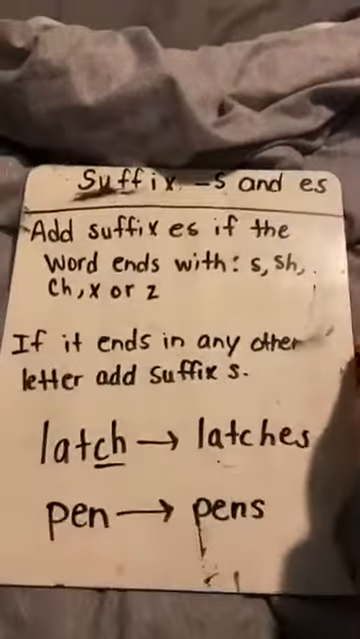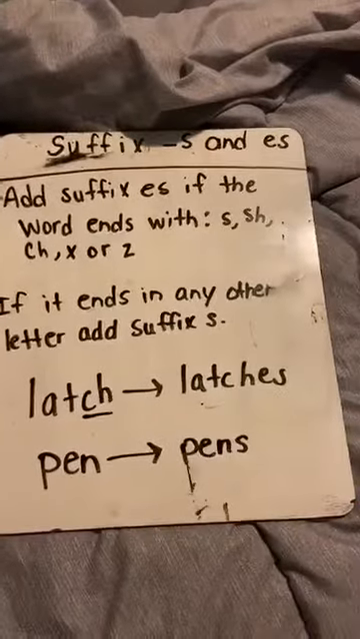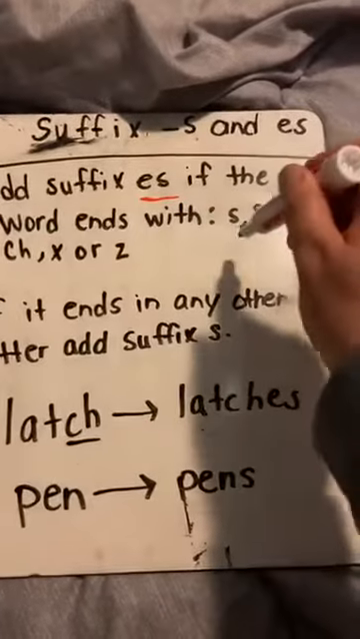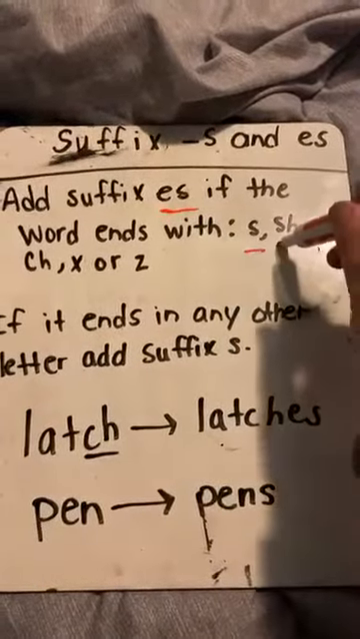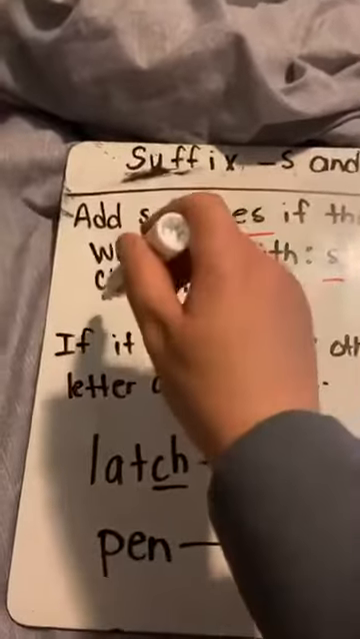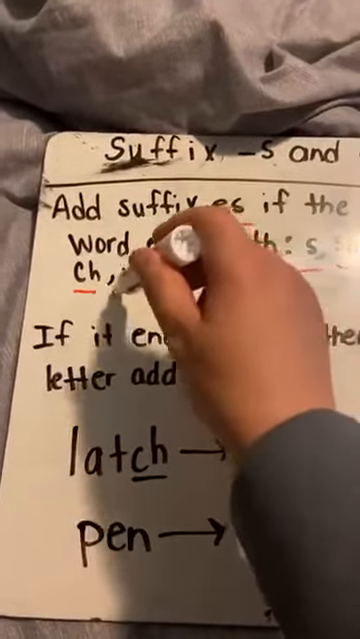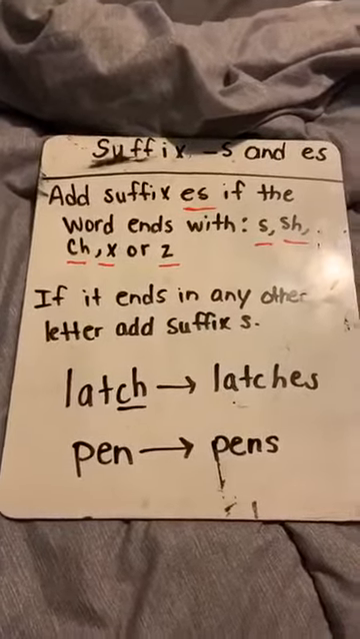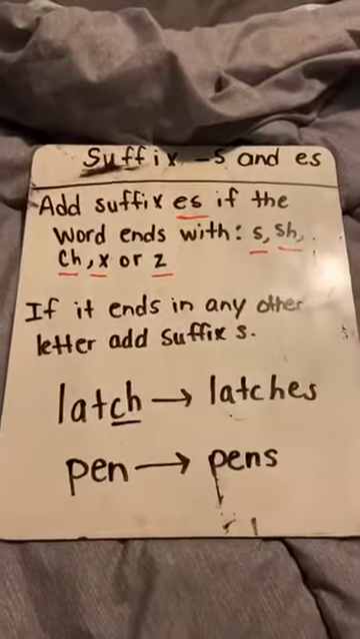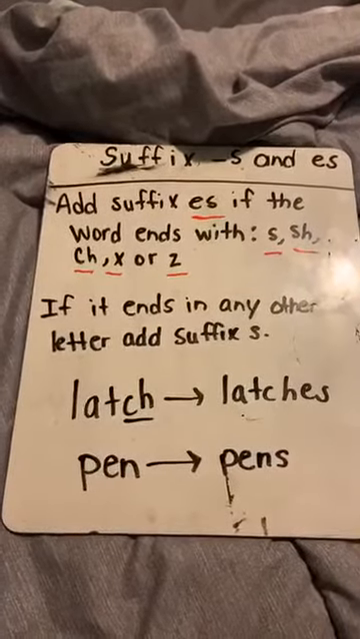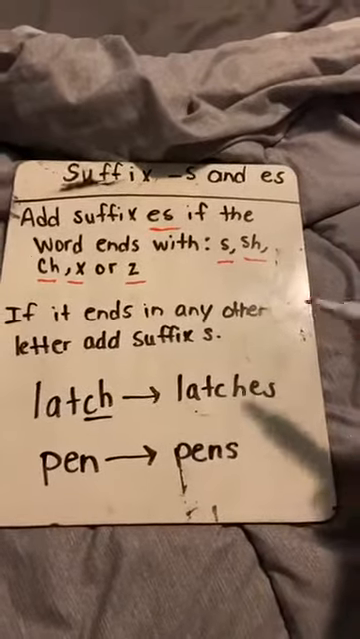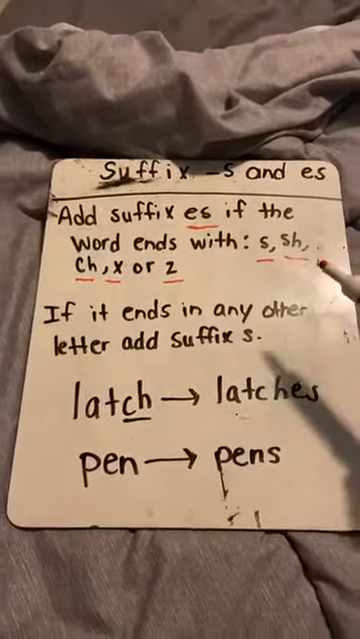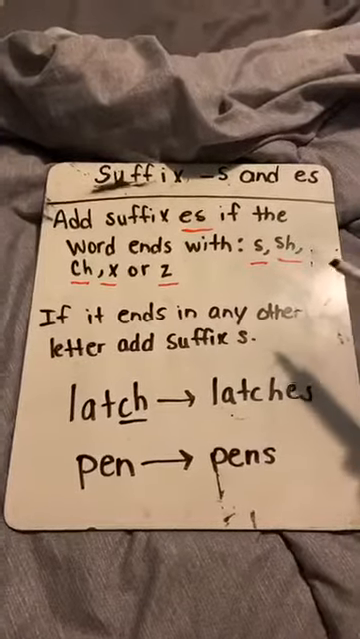So if you see these suffixes, you want to add the suffix es right here. Es, if the word ends in s, sh, ch, x, or z. If the word ends in anything else, any other thing than any of those letters up there, you want to just add the s. So I have an example for you, and then we'll get started here. If it ends in any other letter, you just add the s. If it's the s, sh, ch, x, or z, you add the es.